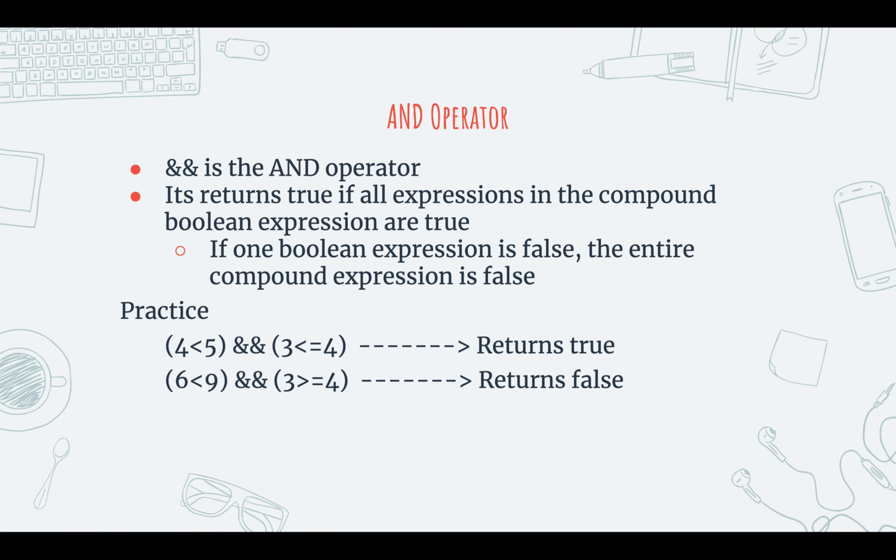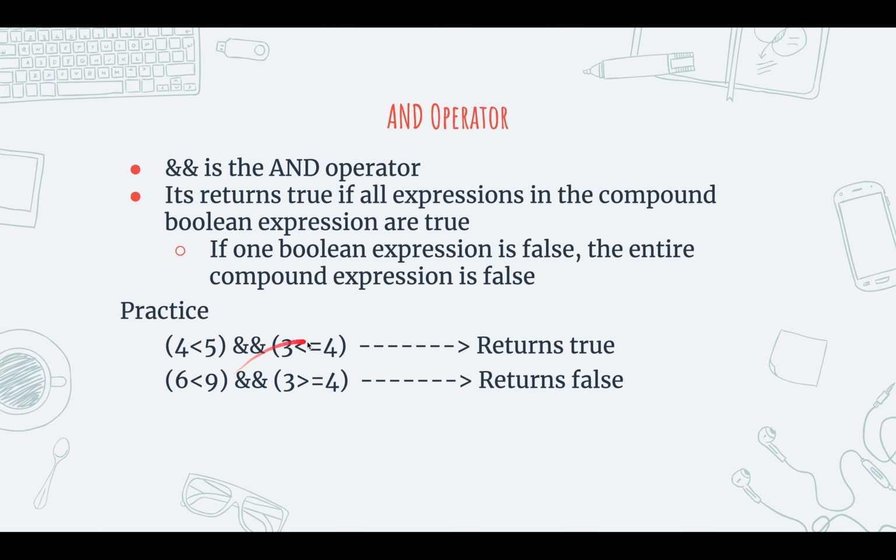So let's discuss the AND operator. The AND operator is simply using the AND sign that you see here twice. It returns true if all the expressions in the compound Boolean expression are true. If one Boolean expression is false, the entire thing is false. So if it sees something false, the entire thing is returned false, whereas if both of them are true, then it returns true.